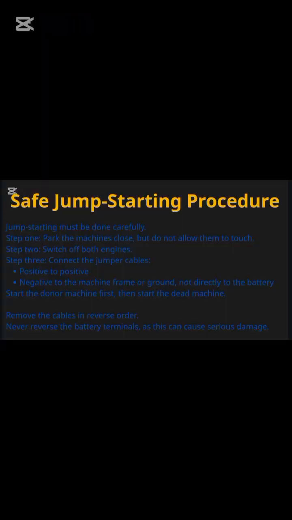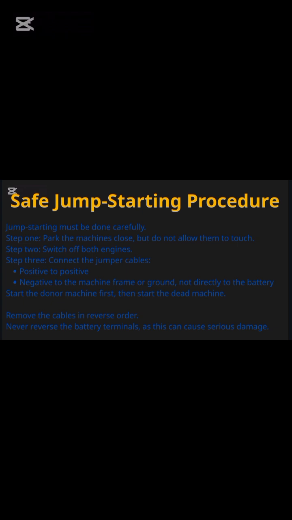On checking any other thing. Self jump starting procedure. Jump starting must be done in a correct way. 1. If you are to jump start, park the two machines closer to one another, but don't allow them to touch each other. 2. Switch off both engines.